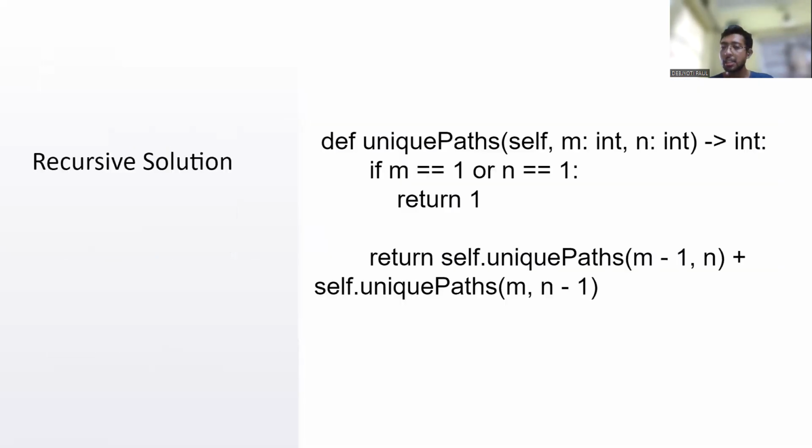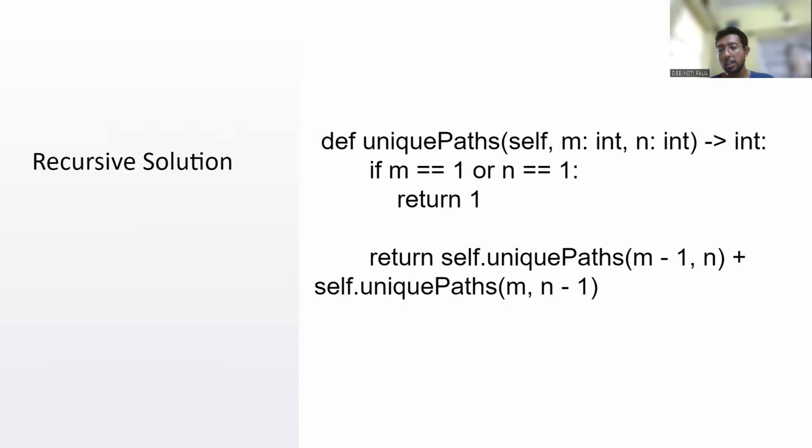So our base case is that if either the row is 1, that means m is equal to 1, that means it is the first row, or it is the first column. So what we saw is that if it is the first row or the first column, then there is only one unique path. So if the robot is in the first column or the first cell, you can just return the number of unique paths as 1.